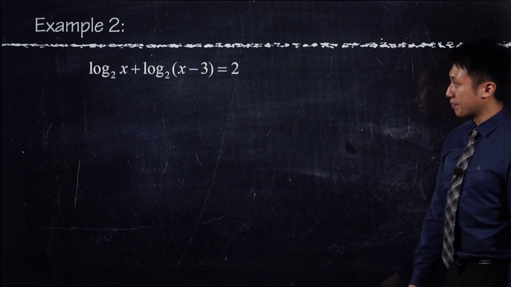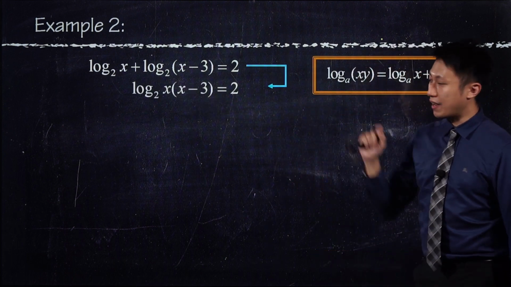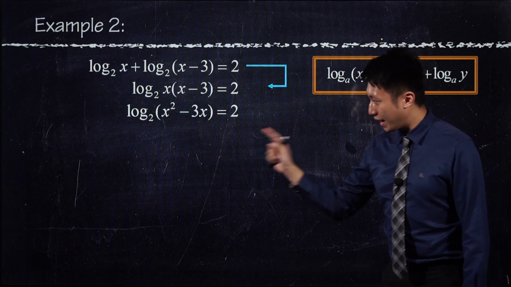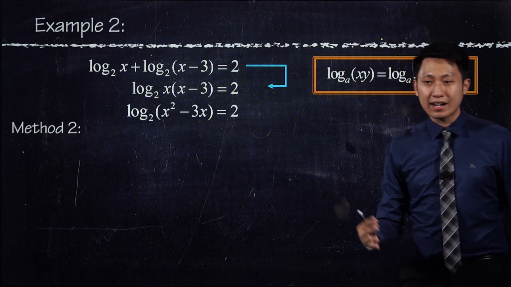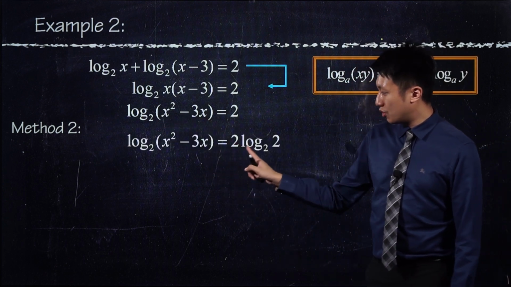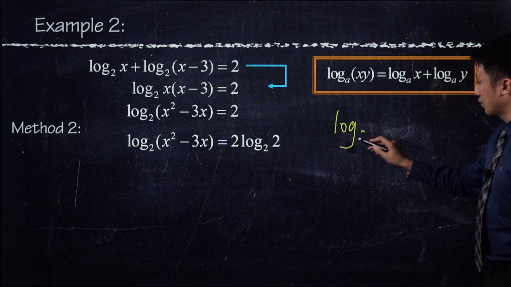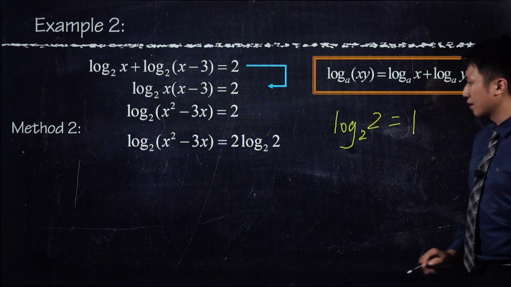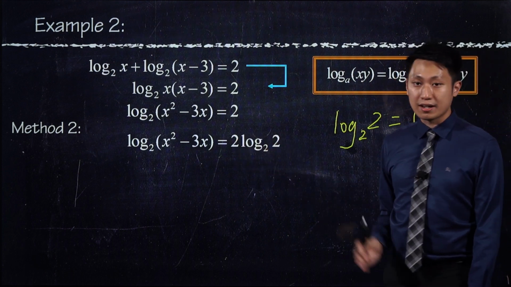Right? Let's move on to method 2, which is log form. I'll be doing the same thing all over again. What we do is simplify and expand it. Then for method 2, how can you write 2 in the form of log 2? It's 2 log 2, 2. Why? Because log 2, 2 is equal to 1. So 2 log 2, 2 is 2. That's why you can write it in this way.